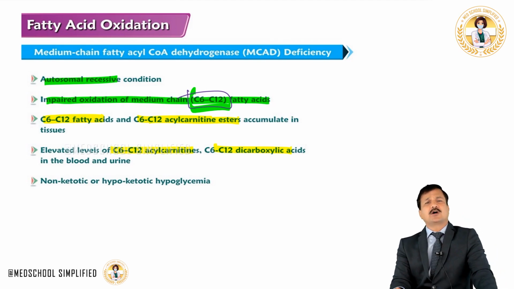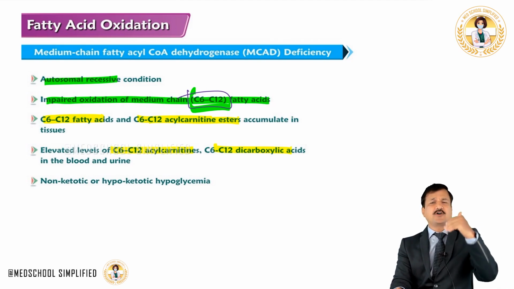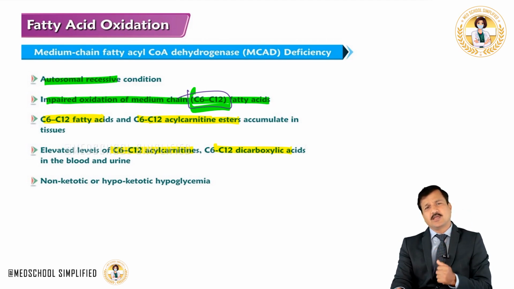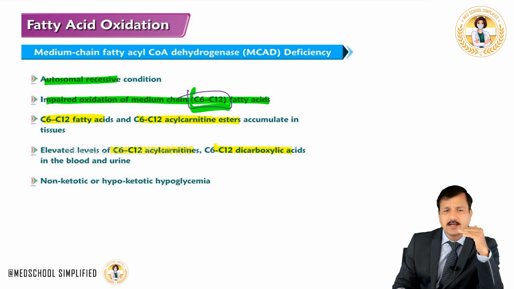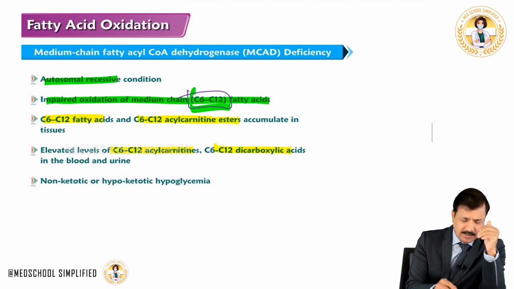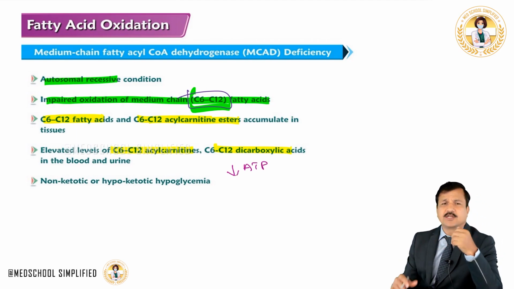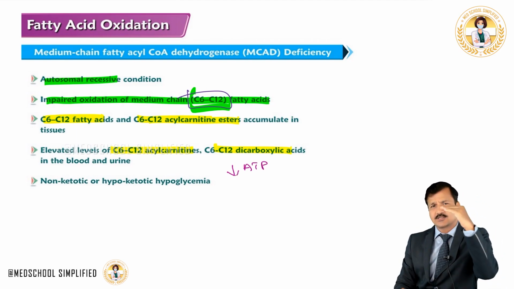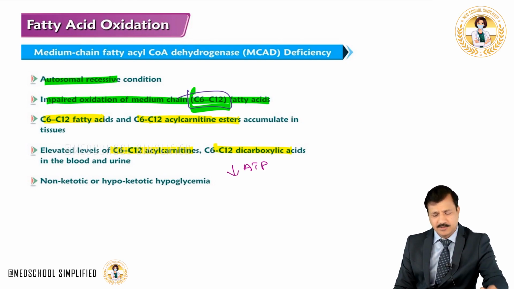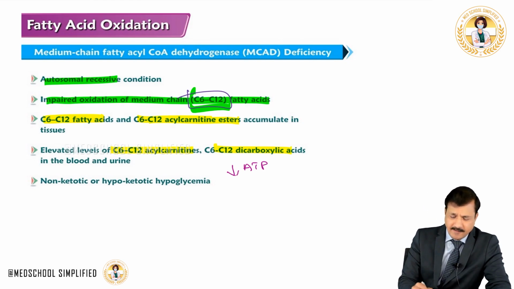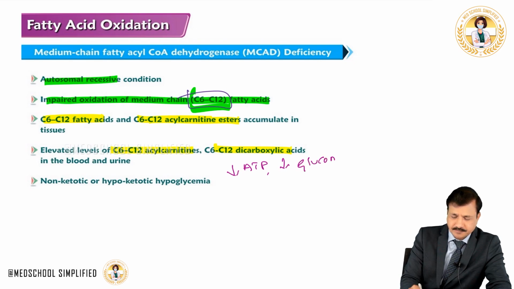And because beta oxidation is defective here, especially for medium chain fatty acids not undergoing complete oxidation because of the defect in the enzyme, there will be a decrease in ATP levels. It's just stopping at the medium chain length, from long chain to medium chain, and after that it's not going on. So overall there will be a shortage of ATP in the cell, and that leads to a decrease in gluconeogenesis.